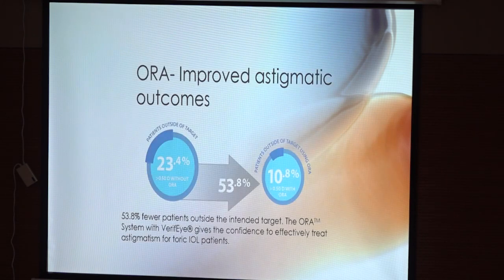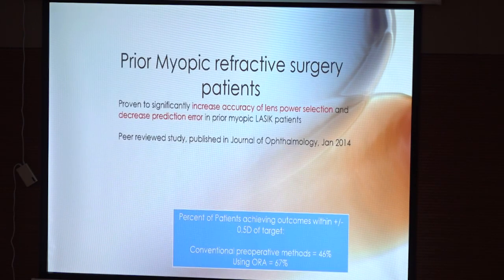So ORA, it is useful in two scenarios. Number one is it improves the astigmatic outcomes. So it is useful in toric cases to see if any rotation is required or not. And we can even correct our refractive surprises after a toric IOL implantation with the ORA. So if there is a residual cylinder, or if there is a rotation of the toric IOL post-surgery, we can rotate it using the ORA. It is also useful in prior myopic refractive surgery patients.